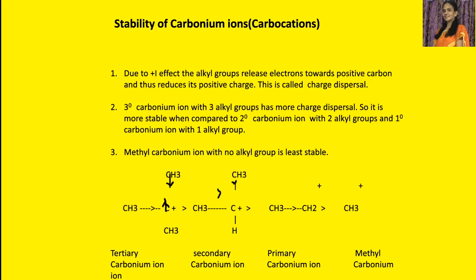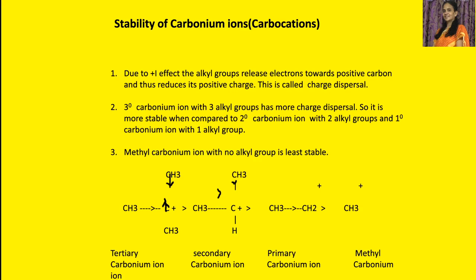If we consider the secondary carbonium ion, there are only two methyl groups. Therefore, the charge dispersal on this carbon is less. Therefore, its stability is less when compared to tertiary. If we consider the primary carbonium ion, the plus must be here. In this primary carbonium ion, only one methyl group is there, which exhibits the plus I effect. Therefore, its charge dispersal on this carbon is less. Therefore, it is less stable when compared to these two. And in the methyl carbonium ion there is no plus I effect we can observe. Therefore, it is least stable.